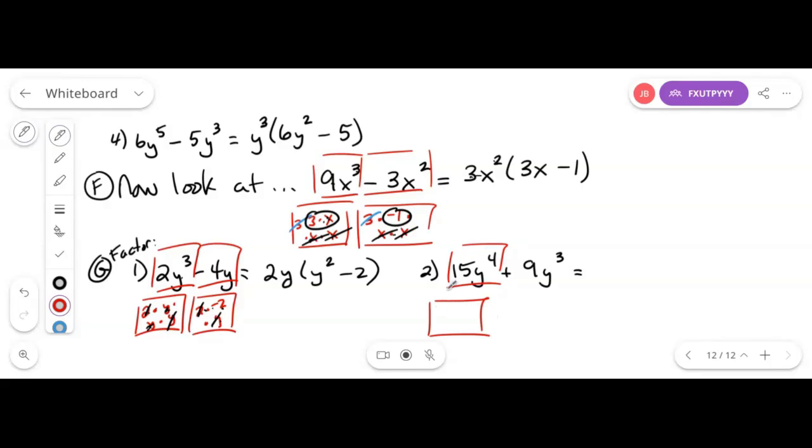Fifteen. With 15, we know there's only 3 times 5. So that's 3 times 5. Y to the 4th: y times y times y times y. Positive 9: 3 times 3 times y times y times y. What am I going to take out of both boxes?